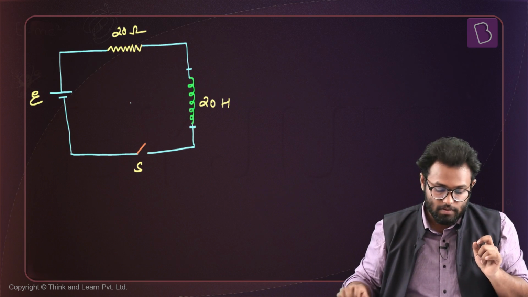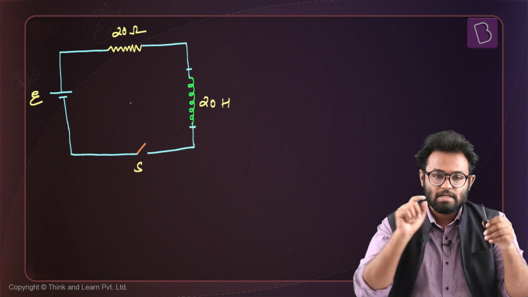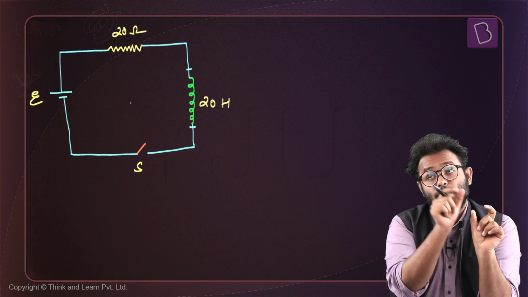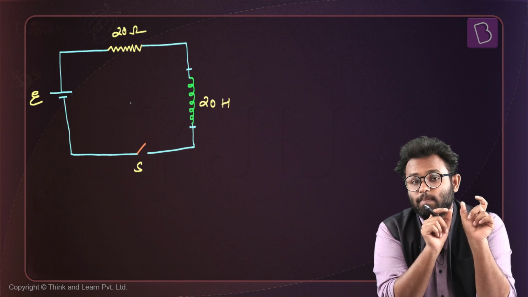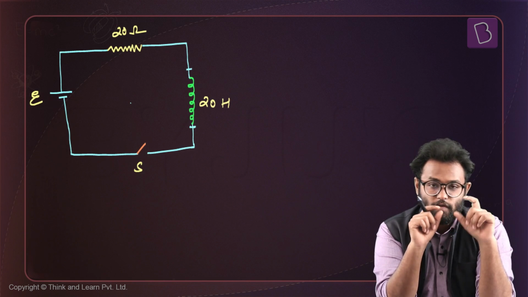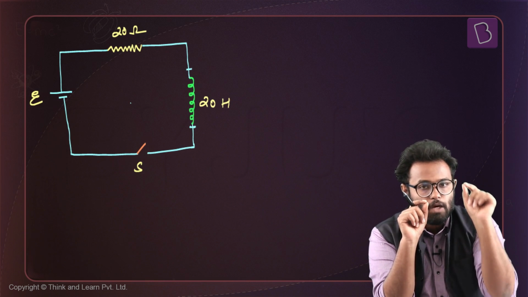Here what we have is a resistor as well as an inductor, and the rate at which the energy is being dissipated at the resistor is not equal to the rate at which the energy is being stored in the inductor. So we have to find the one particular time when they become equal.